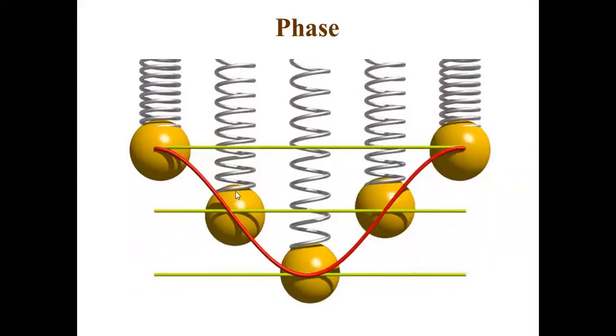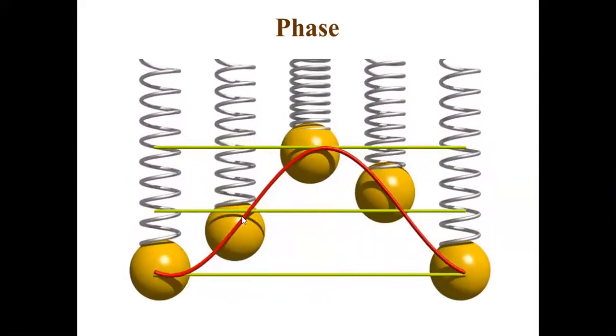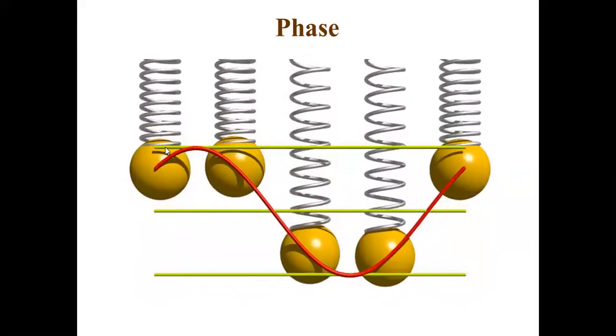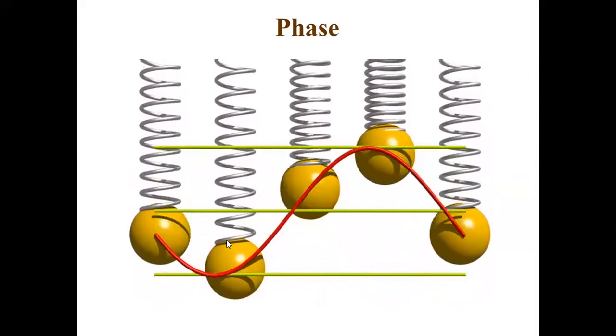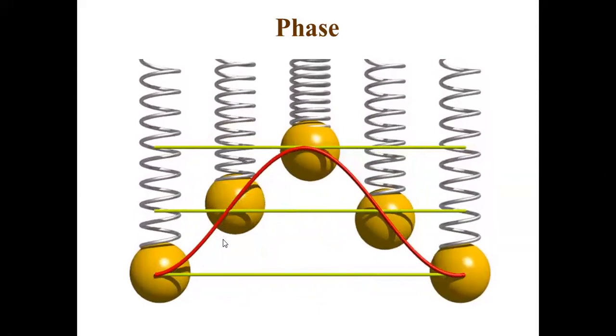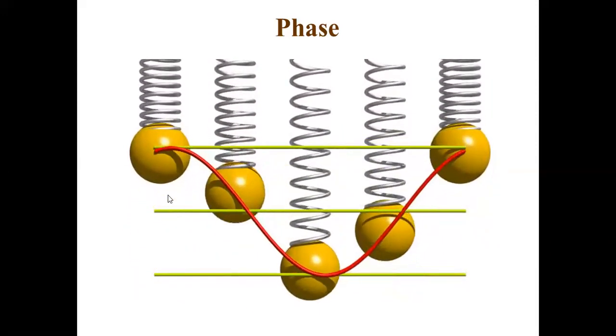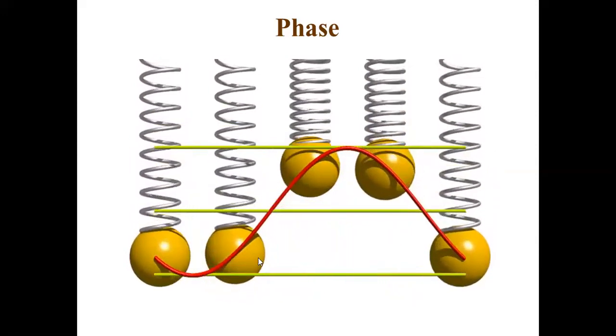What about neighboring molecules? This one and this one. When this is at 0, this is at maximum. When this is at maximum, this is at 0. That is a 90 degree phase difference. Sin theta and cos theta have a phase difference of 90 degrees. You have seen that yesterday in the previous class. When this is at maximum, this is at 0. This is -1, this is 0.